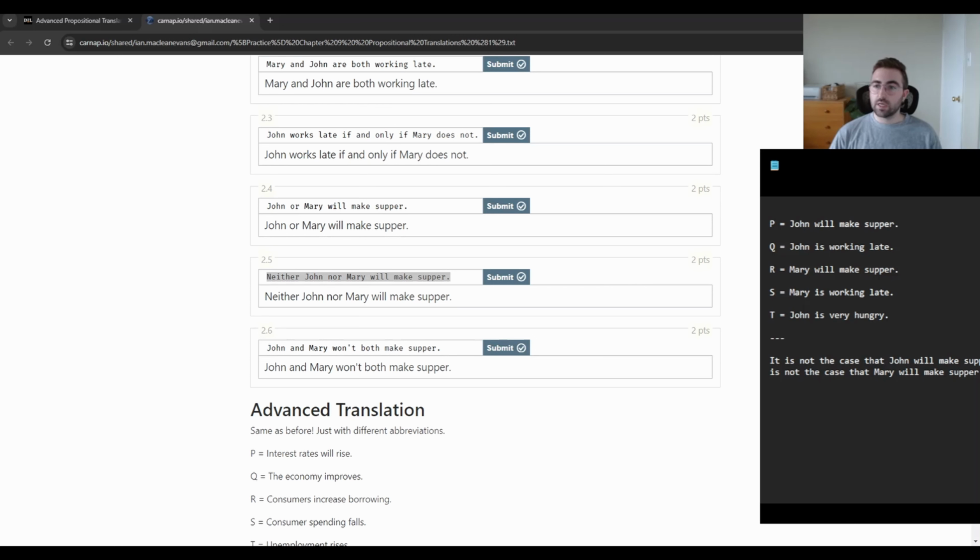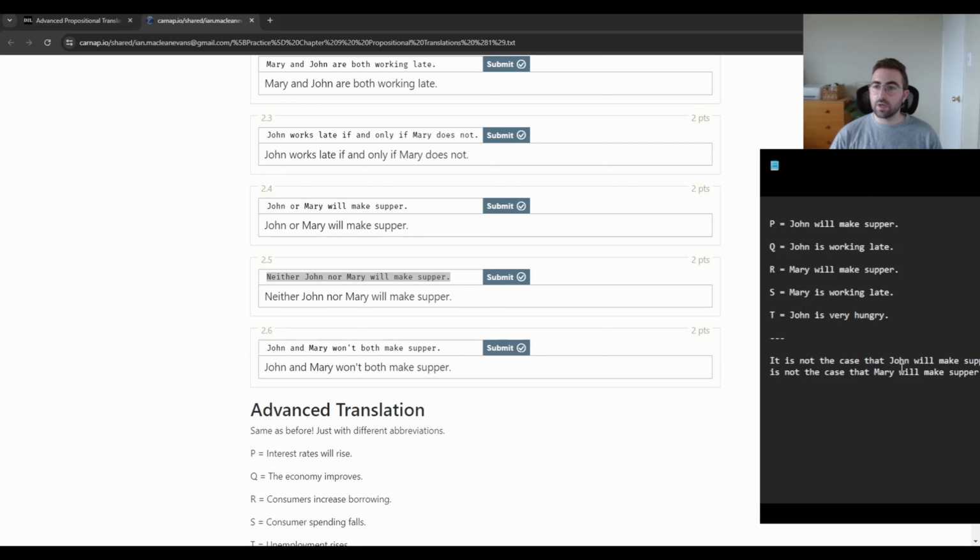Well, it seems like "and" is the main connective, right? Because "it is not the case that" is modifying only "John will make supper," and this "it is not the case that" is modifying only "Mary will make supper," whereas "and" is modifying them both. So we know it was added on last. So let's translate that.